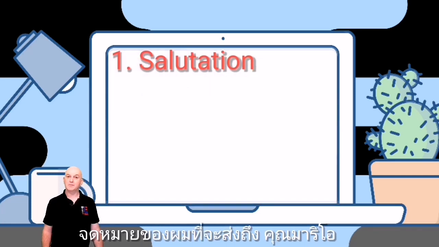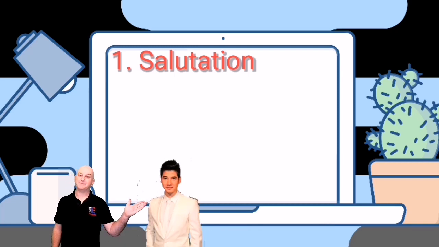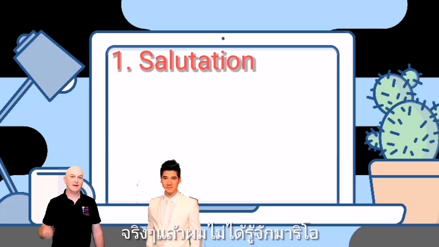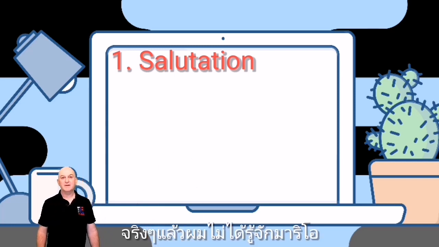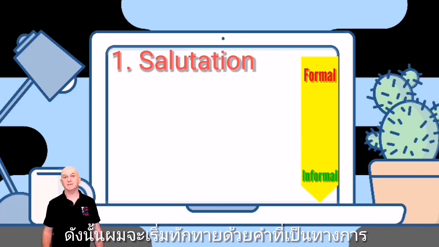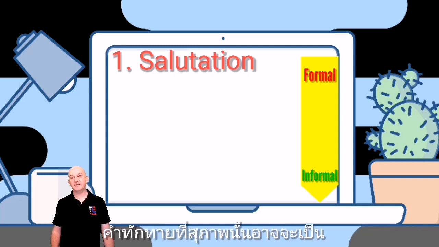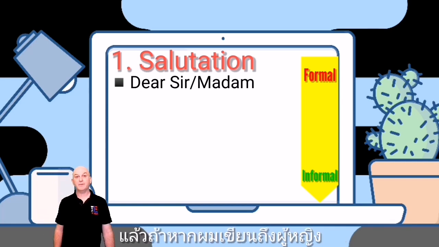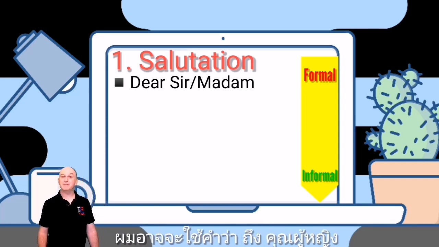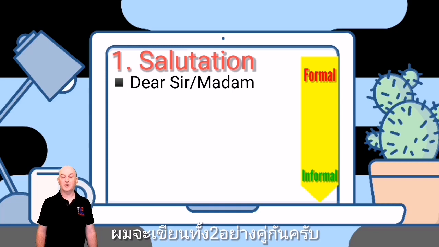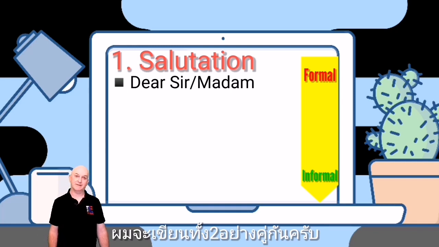Let's imagine for my email, I want to send a message to this guy. Yes, it's Mario Mara. Now, actually, I don't know Mario Mara, so I'm probably going to start with a more formal salutation. Formal could be something like "Dear Sir," because Mario is a guy. Or if I'm writing to a lady, I might use "Dear Madam." If I don't know if it's a guy or a girl, "Dear Sir or Madam," "Dear Sir/Madam."